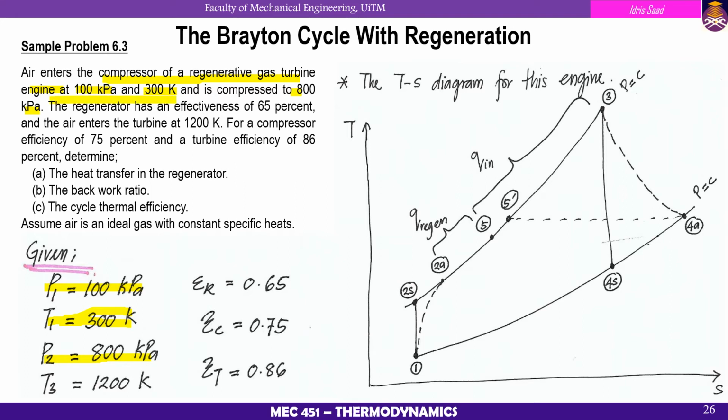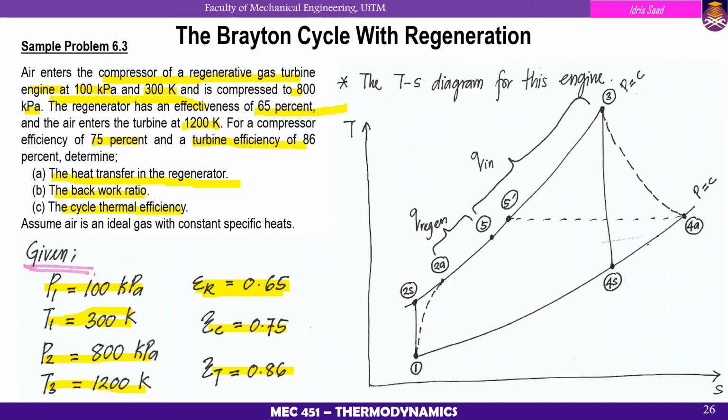The regenerator has an effectiveness of 65%, so the effectiveness of the regenerator is equal to 0.65. And the air enters the turbine at 1200 Kelvin, so T3 is 1200 Kelvin. The compressor efficiency is 75%, 0.75, and the turbine efficiency is 86%, 0.86. Please determine the heat transfer in the regenerator, the back work ratio, and the cycle thermal efficiency.